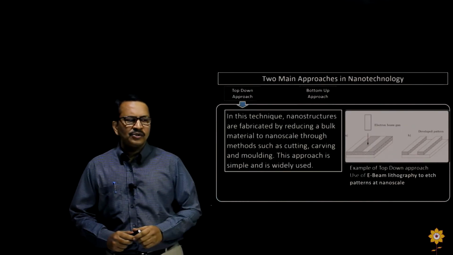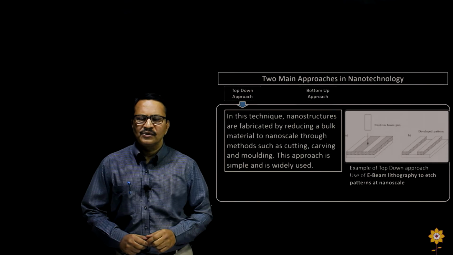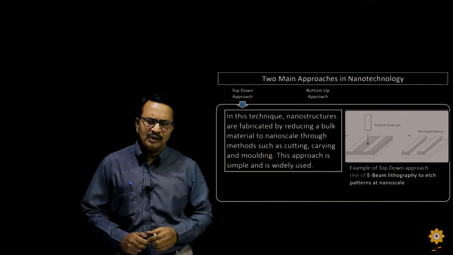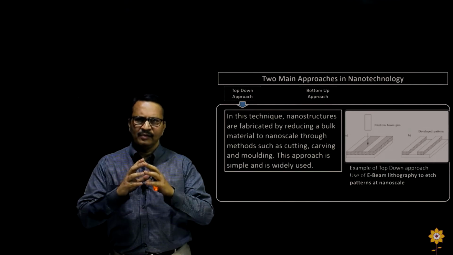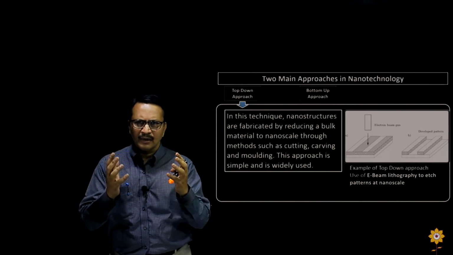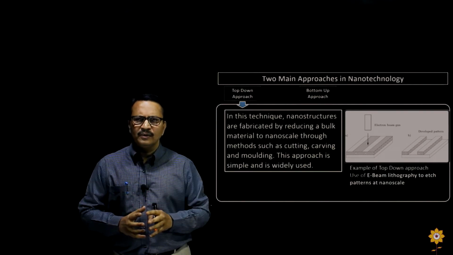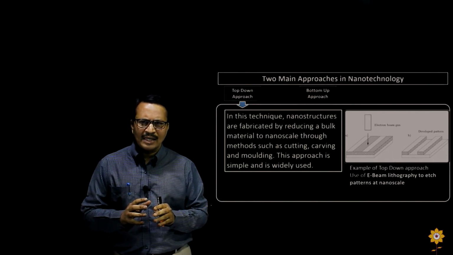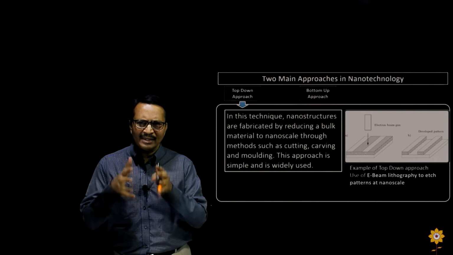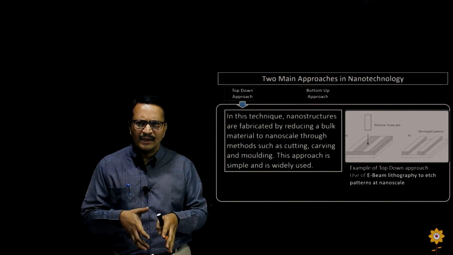The first approach is nothing but the top-down approach. So what happens in this top-down approach? Let us say you have a chip, or let us say a rock, and then you carve out a statue out of that. So this is something which is called a top-down approach. Only thing is, this approach we are using at the nanoscale.